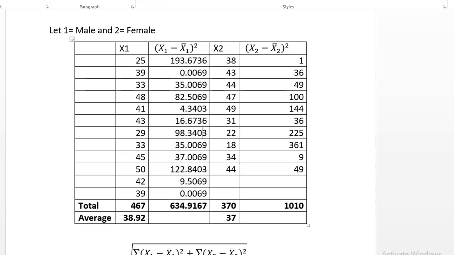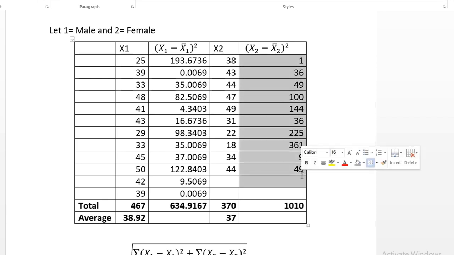Okay, coming to the second sample, that is for the females, and there are 10 observations. What I have to do is add all these 10 values, that is 370, and divide this sum by 10. It will give us the average of 37. So to calculate squared deviations, just do 38 minus 37, that is x̄2 for the female group, and take its square. Then 43 minus 37 and take its square. So all these values give us this column.